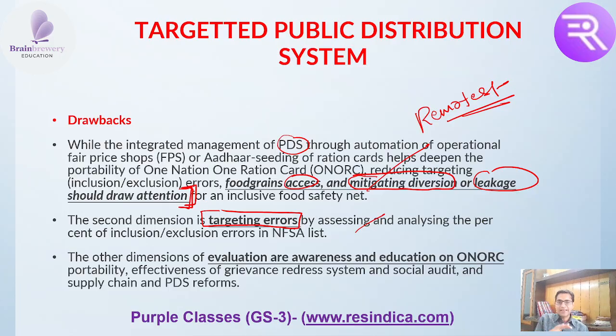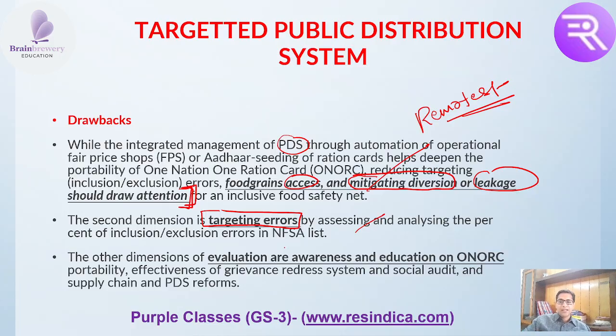So even after analyzing the data, there is a lot of inclusion which is not needed, and there is a lot of exclusion which is needed. So excluded people have to be included, and those who are included may not require that kind of support. So there is an error in targeting.